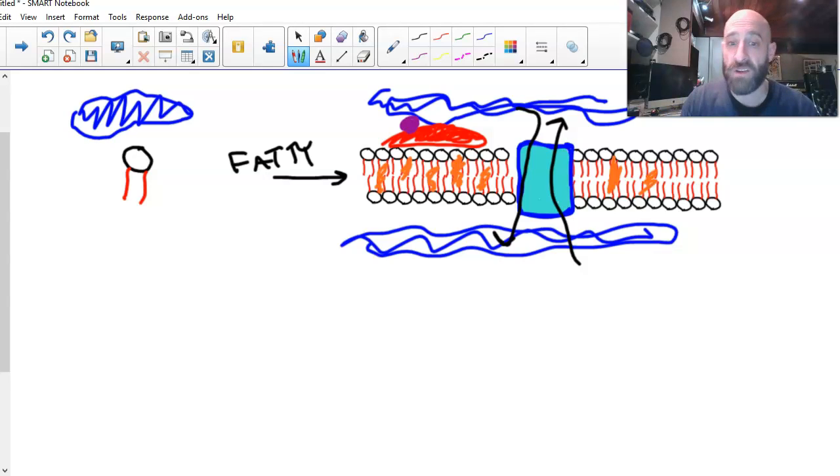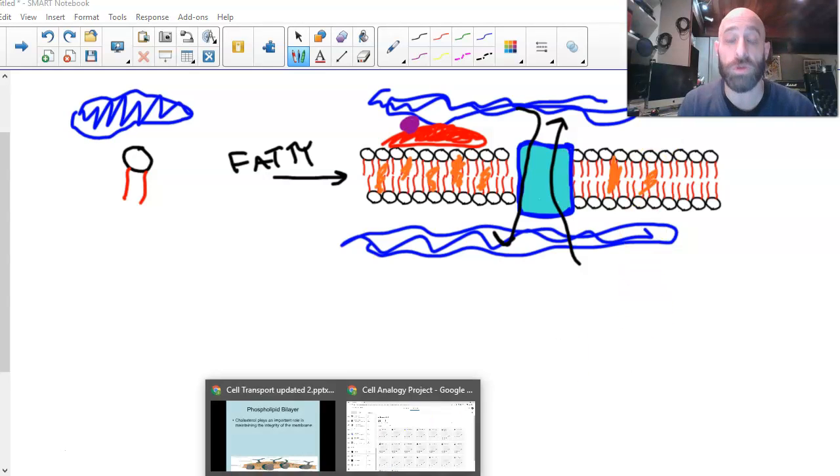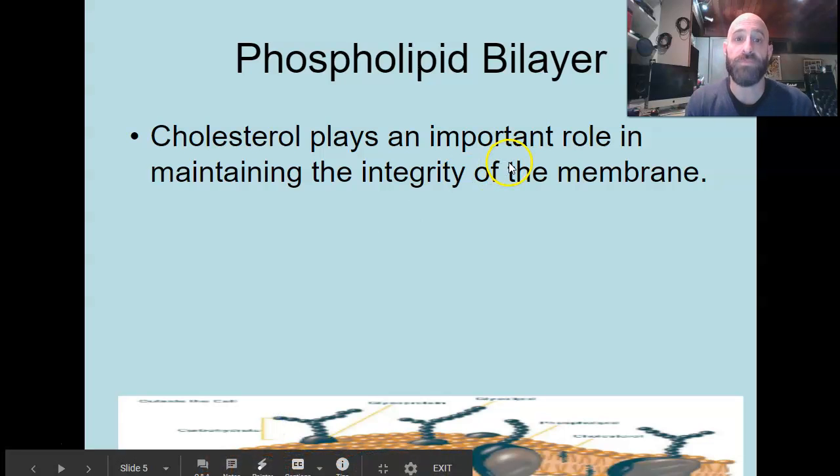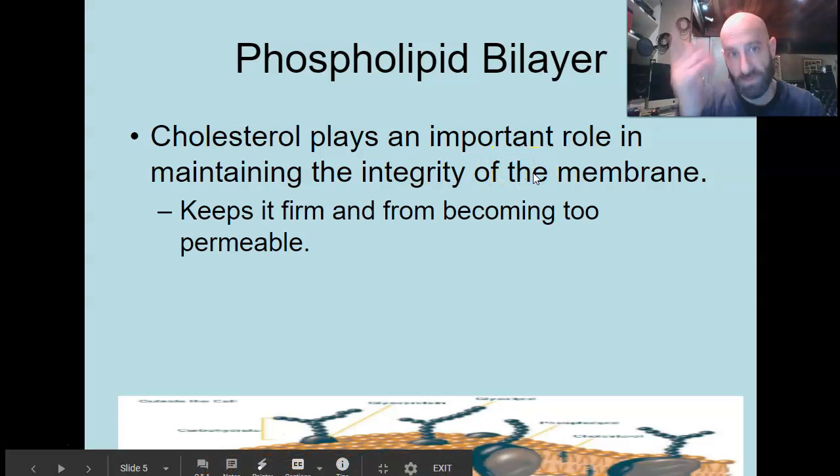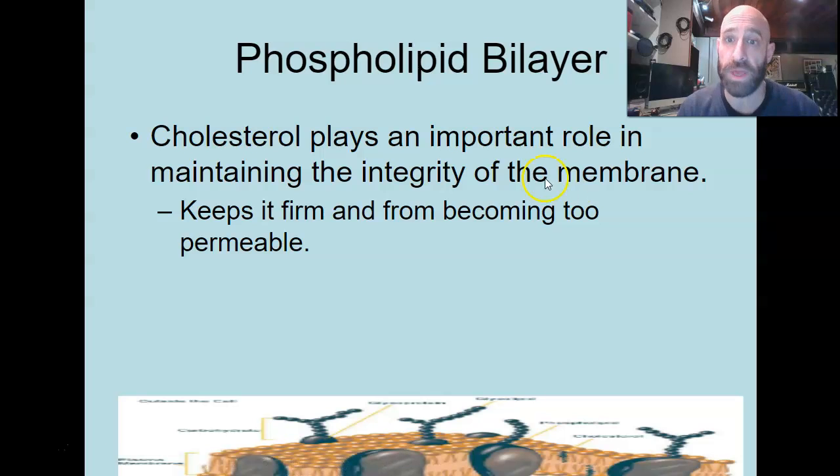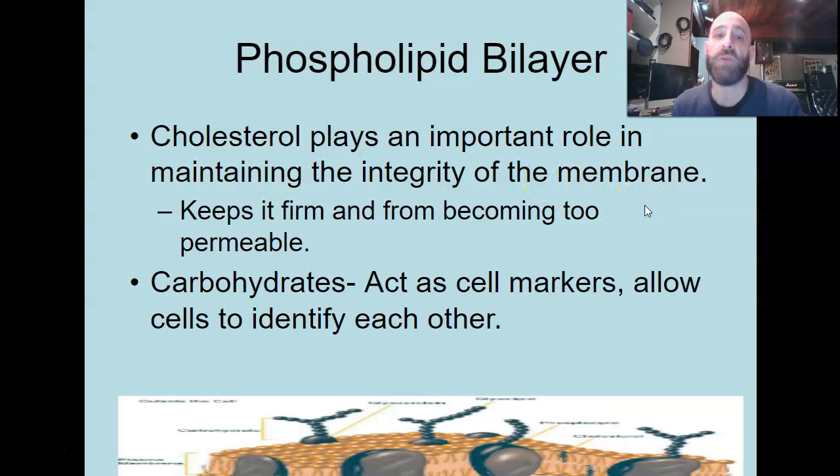So the cholesterol is very important for structural component of the cell membrane. And then finally, it keeps it firm and strong without being too permeable. And then finally, we have carbohydrates. And carbohydrates are sugars, but what they do is they attach to the outside of the cell and they allow cells to identify each other.